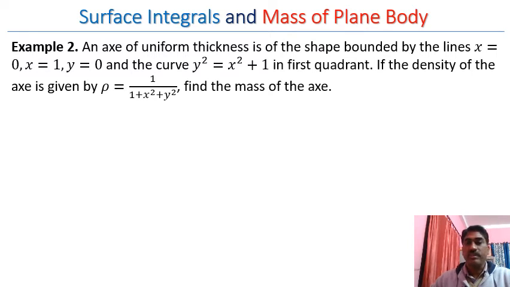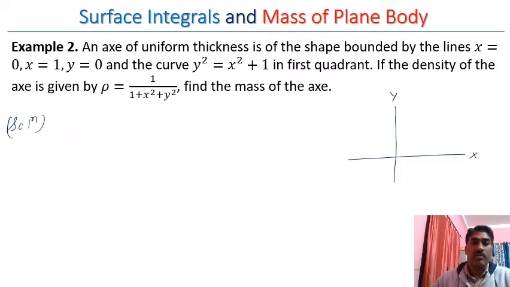So the first thing is that we should draw the figure. We should draw the shape of the x. So let this be y-axis and this be x-axis. Now what are the lines? X is equal to 0, this y-axis is x is equal to 0. Y is equal to 0, x-axis is y is equal to 0. And for x is equal to 1, take a point 1 comma 0 at x-axis, and a vertical line at this point will be x is equal to 1. So we have drawn three lines.